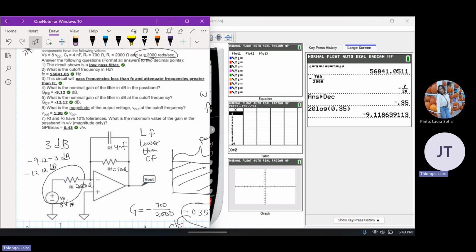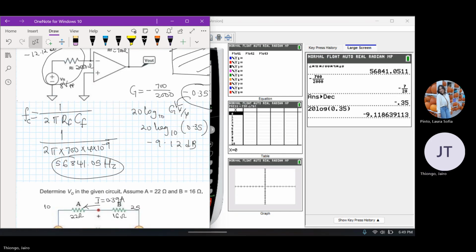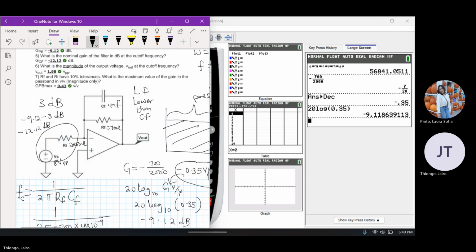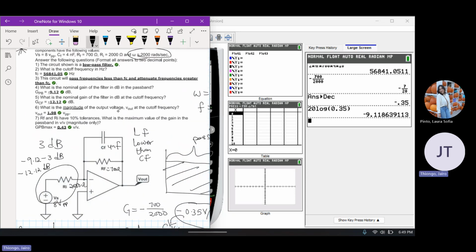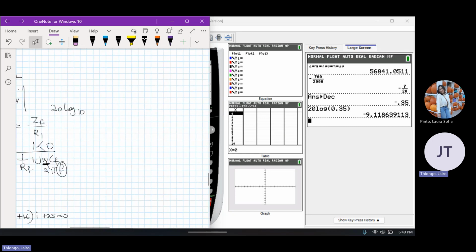What is the magnitude of the output voltage V out at the cutoff frequency? Something else that might be helpful: the reason you would go through this route would be for this next question. Magnitude of the output voltage V out at the cutoff frequency. Because once you find the gain at the cutoff frequency, the gain at the cutoff frequency would be ZF over RI.